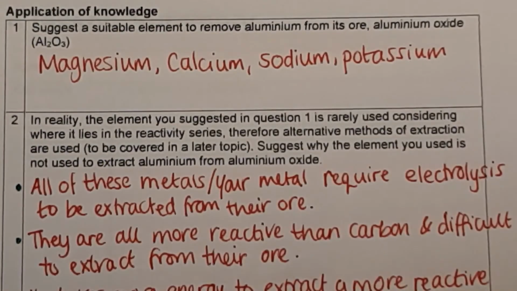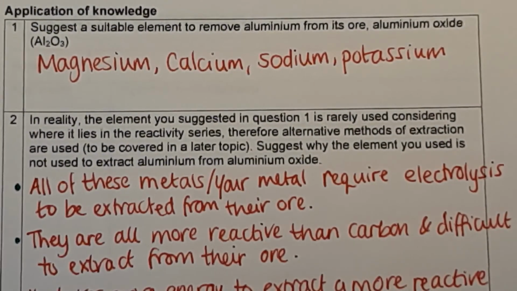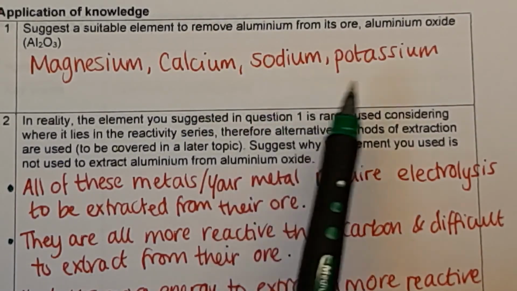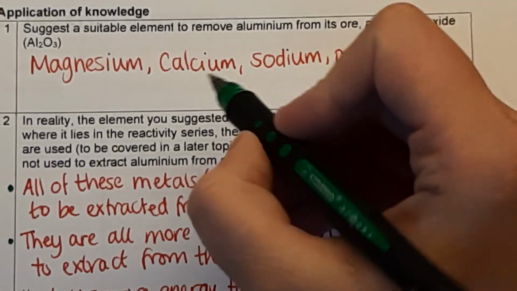Okay, so let's go through those. So for question 1, a suitable element to remove aluminium from its ore would be anything higher than it in the reactivity series. So that's magnesium, calcium, sodium, and potassium. So any one of those you can have a mark for.